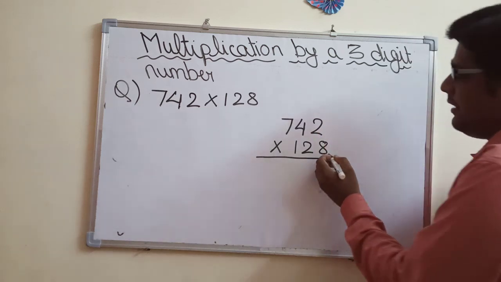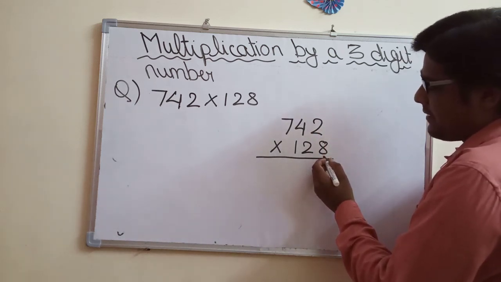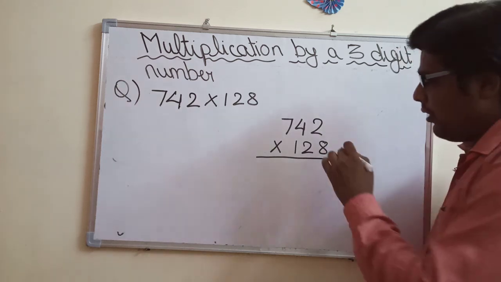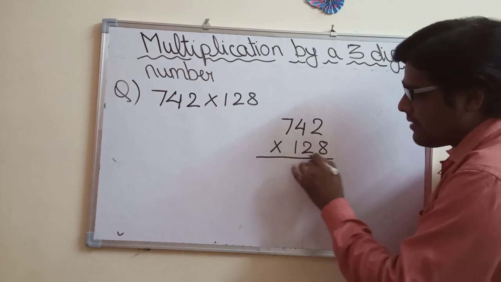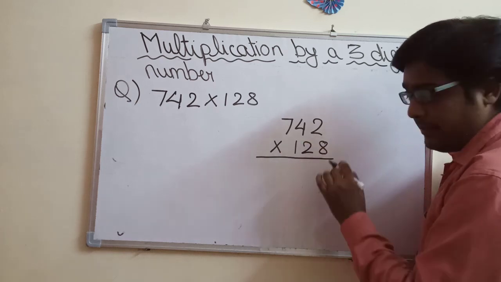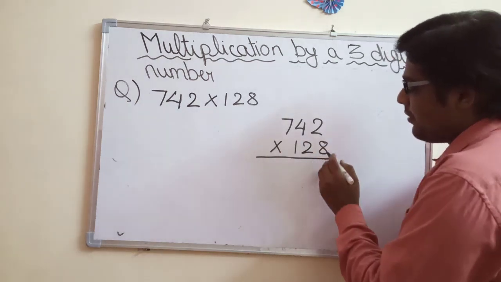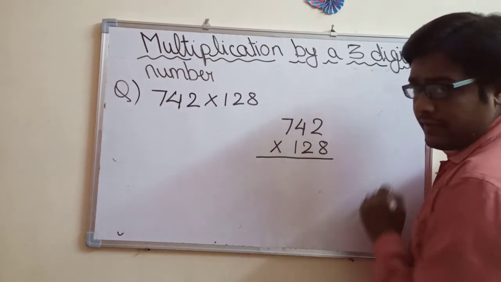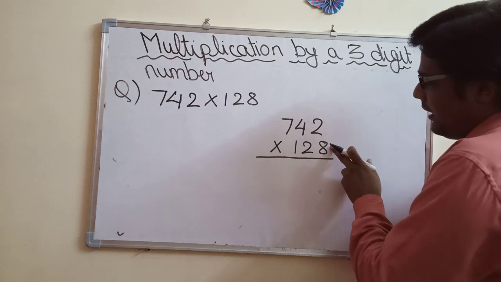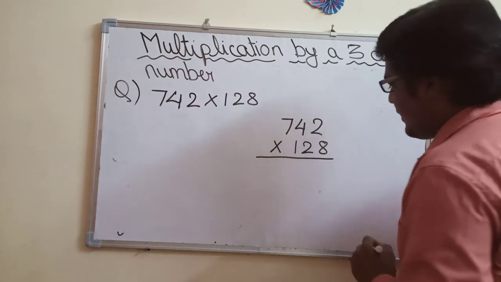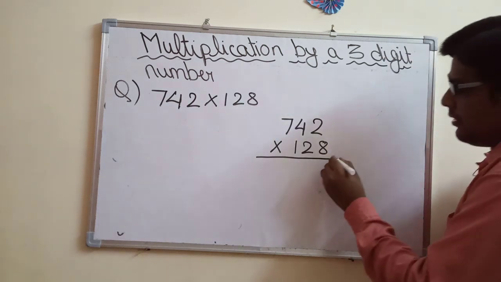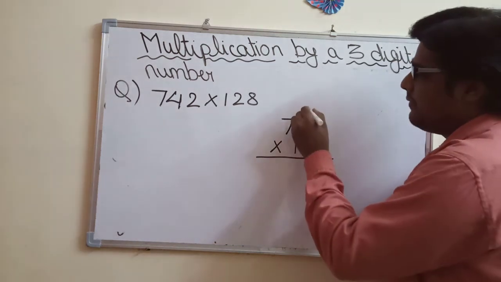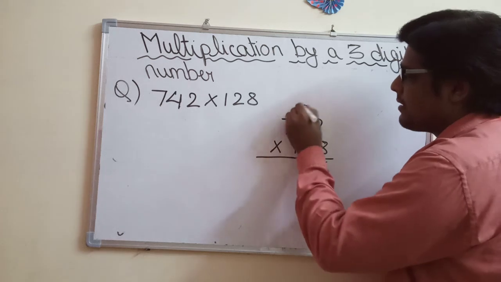Now here you can see that 8 is in ones place. So the place value of 8 in this number is 8 only, because it is in ones place. So we will multiply 8 by 2 first. 8 2s are 16. Put 6 over here and carry 1 above 4 and circle it.